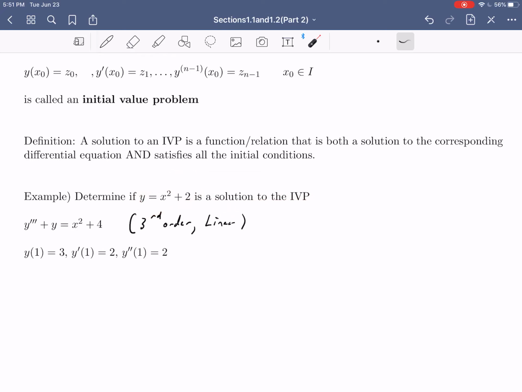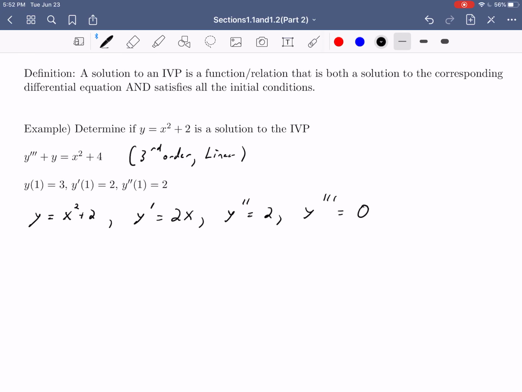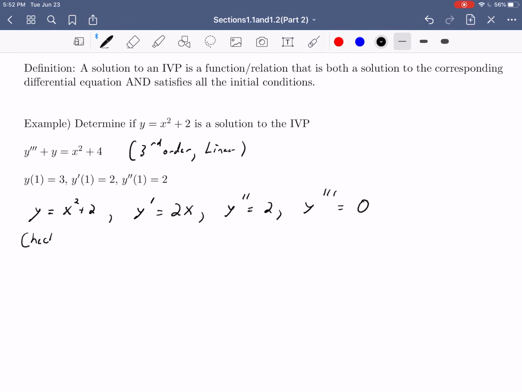So we've got two things we need to do. We need to make sure that it solves the differential equation, and we need to make sure it satisfies the initial conditions. Checking the initial conditions should be easier, so let's start with that. So we have y equals x squared plus 2. We can also just get all the derivatives that we're going to need. Y prime is going to be 2x. Y double prime is going to be 2. And then technically, to plug into the differential equation, we're going to need to know the third derivative, and that's going to be 0.